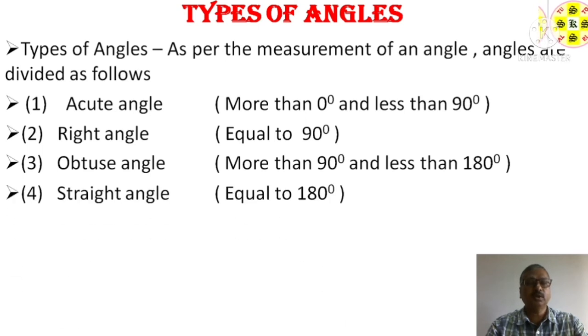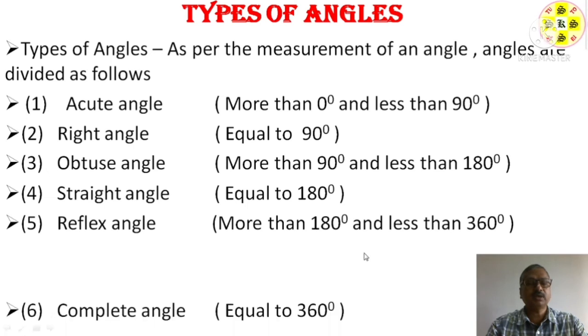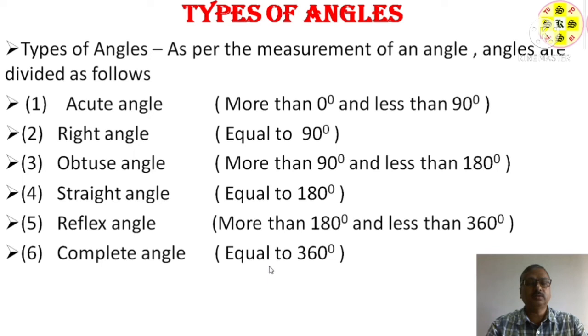Straight angle. An angle whose measurement is equal to 180 degree is known as a straight angle. Reflex angle: the angle whose measurement is more than 180 degree but less than 360 degree is known as a reflex angle. Complete angle: an angle whose measurement is equal to 360 degree is known as a complete angle.